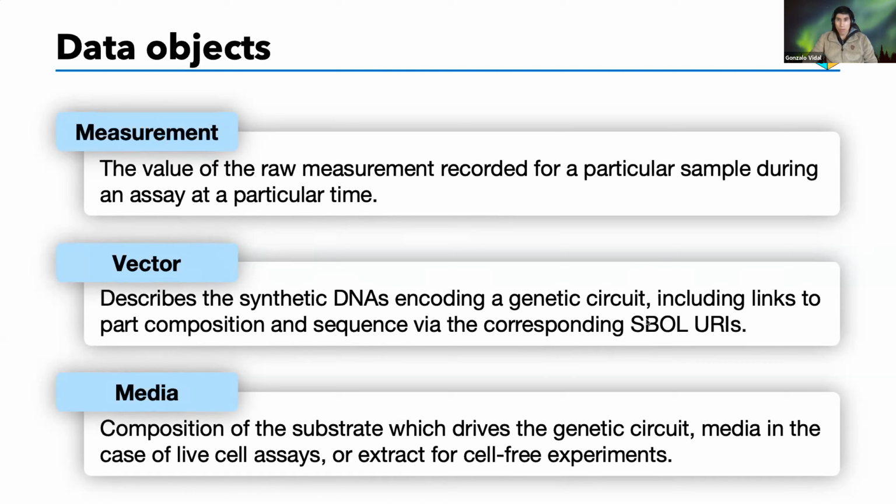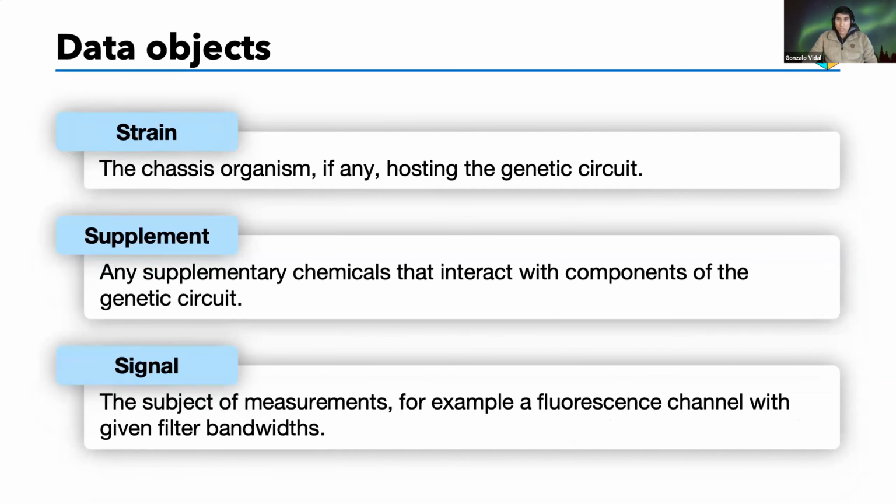time. Vector is the set of DNAs encoding a genetic circuit, where the individual DNA links to part composition and sequences using SynBioHub URIs. Media is the composition of the substrate that drives the genetic circuit. Strain is the chassis or model organism that codes the genetic circuit. Supplement is any chemical added to the media, and signal is the subject of measurements. For example, a fluorescent channel with a given filter bandwidth.